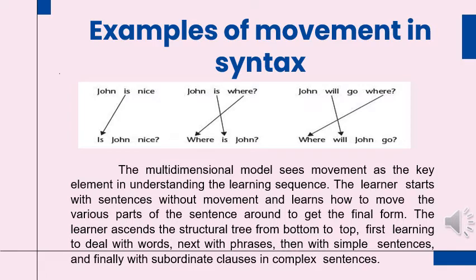An attempt has been made to create a broader based sequence of development, which was first called the multidimensional model and later changed to the processability model. It believed that the explanation for a sequence must lie in the expanding capacity of the learner's mind to handle the grammar of L2 sentences. The core idea was that some sentences are formed by moving elements from one position to another. So the multidimensional model sees movement as the key element in understanding the learning sequence.